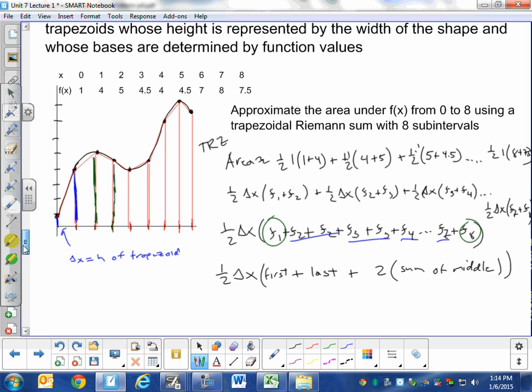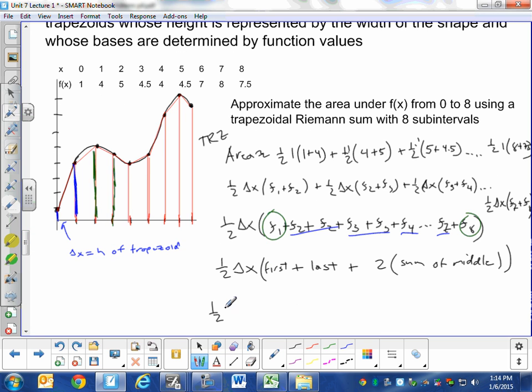So in this specific example, we'd have one half, the widths are all one. My first number is one, my last number is 7.5, plus double my middle numbers, 4 plus 5 plus 4.5 plus 4 plus 4.5 plus 7 plus 8. Which is, you know, still a nasty calculation to do in your head, but at least in your calculator, we are eliminating a lot of stuff we have to type in, okay? And on your homework, you're going to use this. It'll be easy.